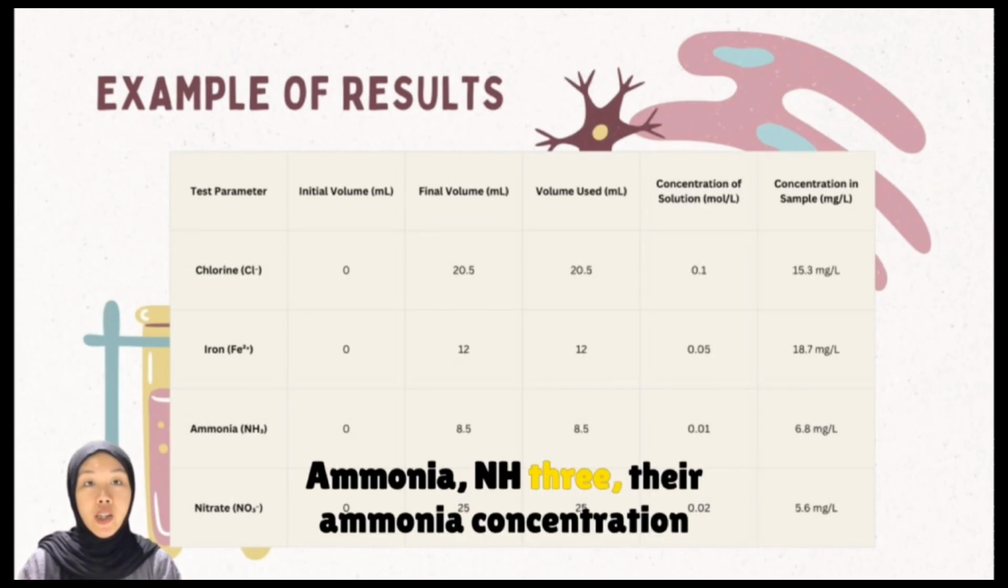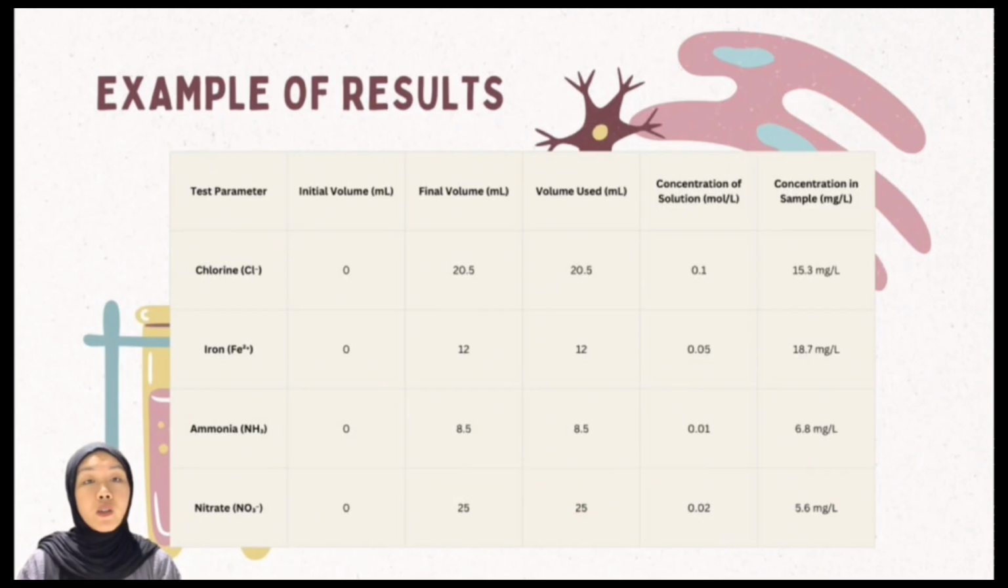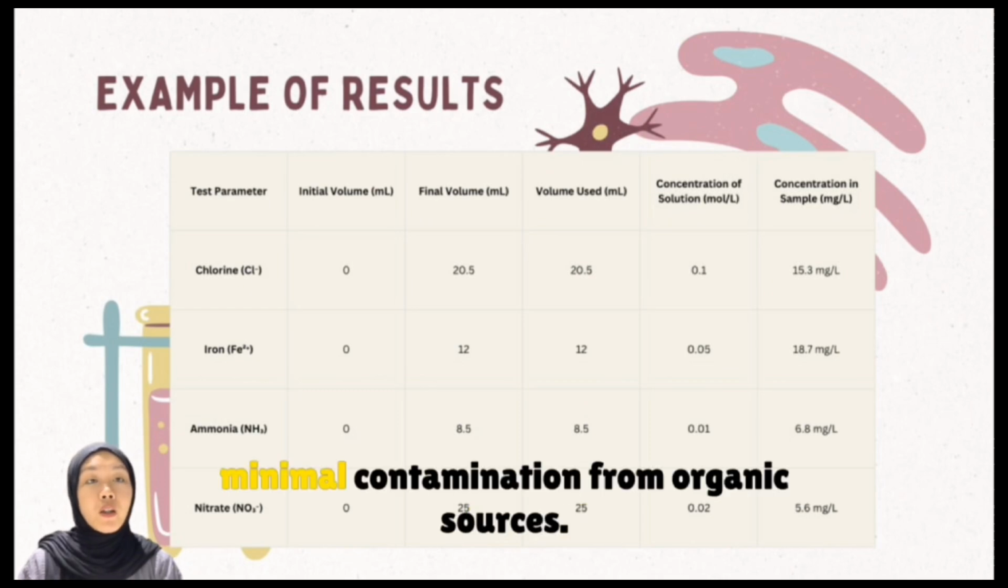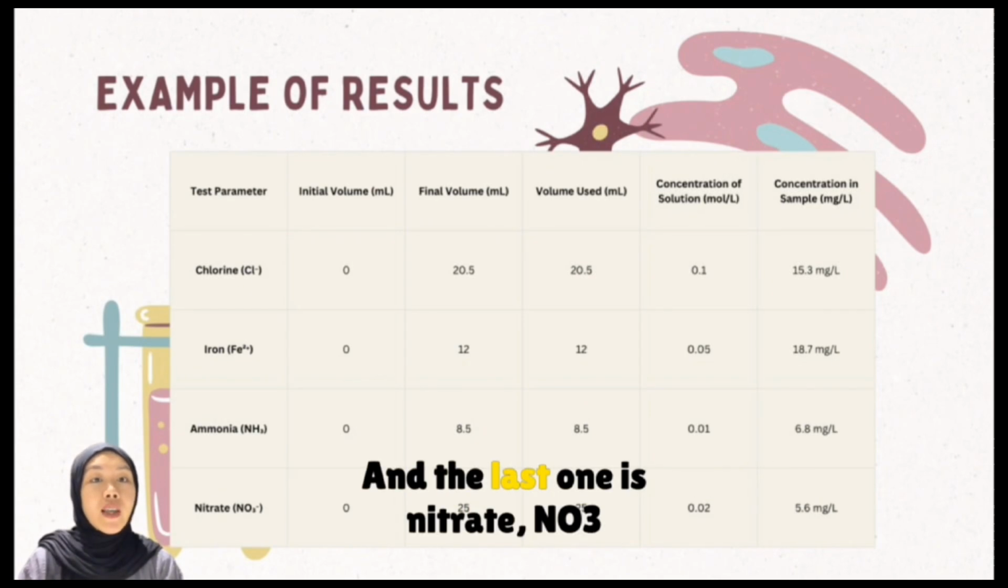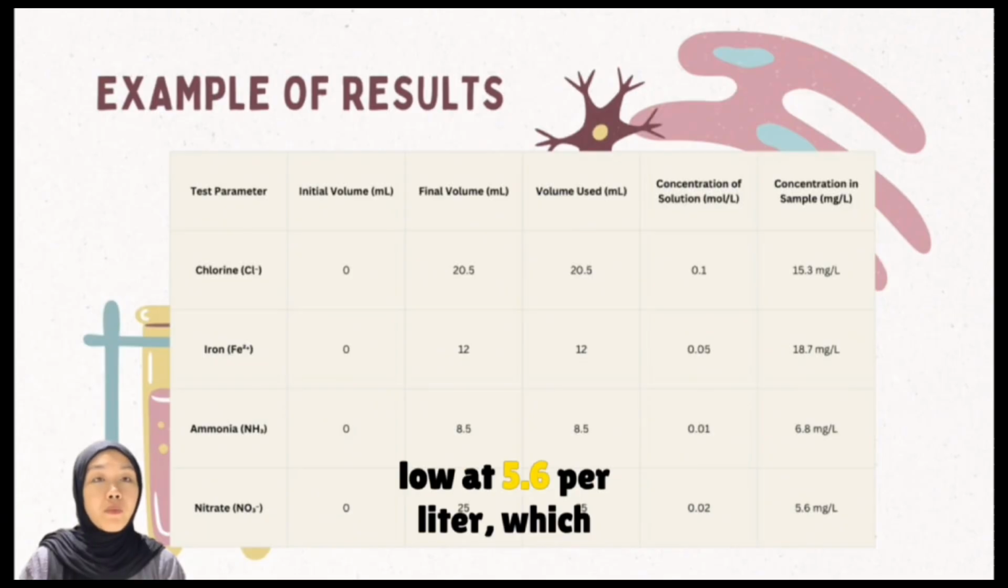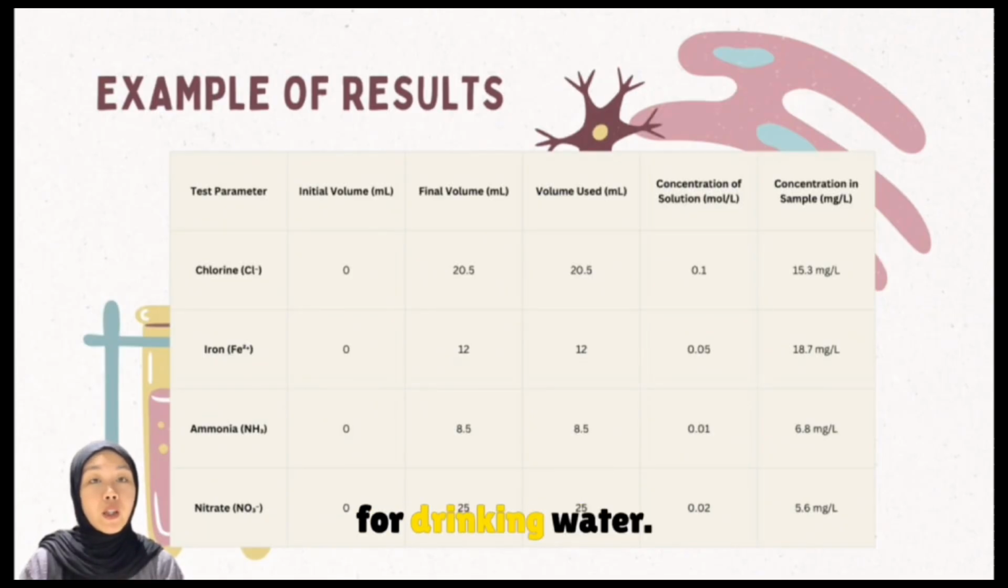Ammonia, NH3. The ammonia concentration was relatively low, recorded at 6.8 mg per liter, indicating minimal contamination from organic sources. And the last one is nitrate, NO3⁻. The nitrate levels were also found to be low at 5.6 mg per liter, which is acceptable for drinking water.